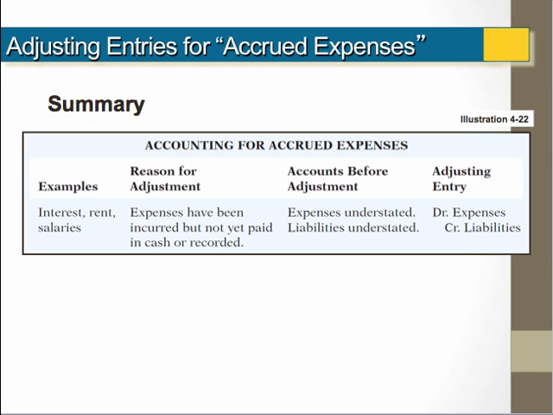So in summary, accrued expenses are expenses that we have incurred but we have not paid for yet. We may not have even received an invoice from our vendors to ask for payment, but we still owe the money. Before the adjustment is made, our expenses are understated and our liabilities are understated, so we need to make the adjustment to get those two classifications correct. We would do that adjustment by doing a debit to expenses and a credit to the liability account.